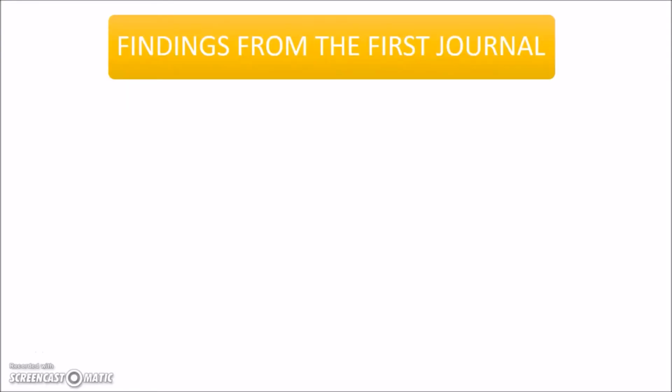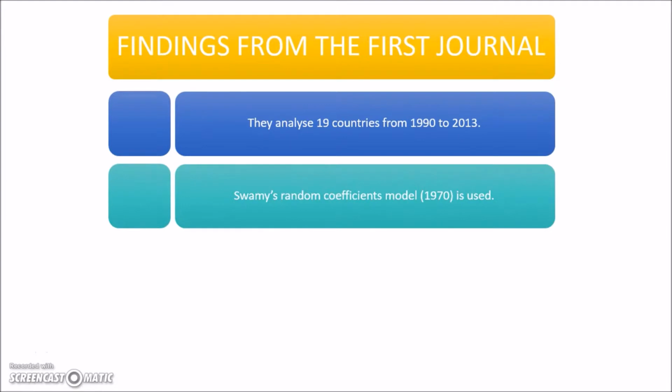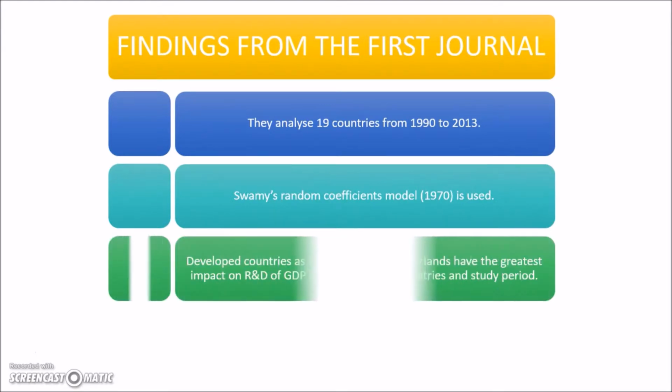In the first journal, they analyzed 19 countries which are Austria, Belgium, Czech Republic, Denmark, Finland, France, Germany, Hungary, Iceland, Italy, Japan, Netherlands, Poland, Portugal, Spain, Turkey, United Kingdom and the United States from 1990 to 2013. Swamy's random coefficients model, 1970, is used.